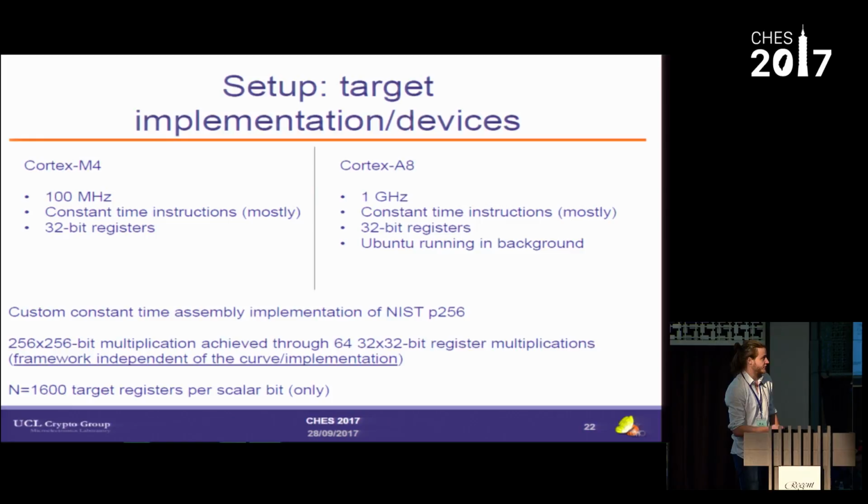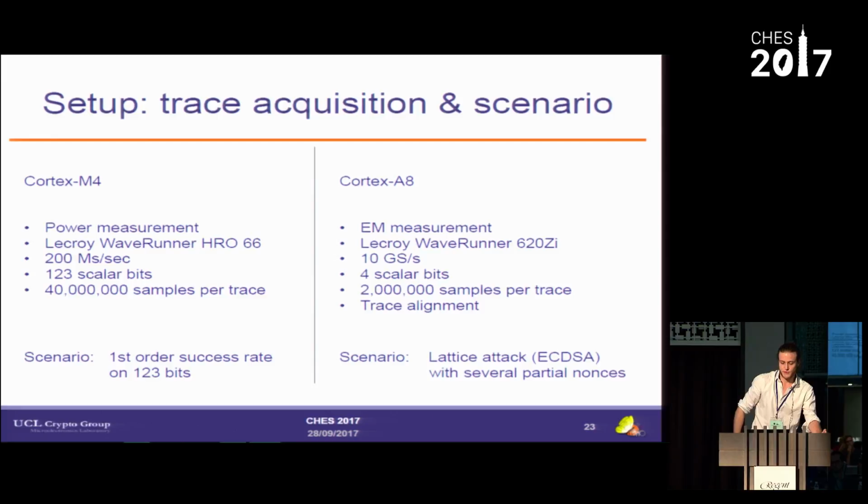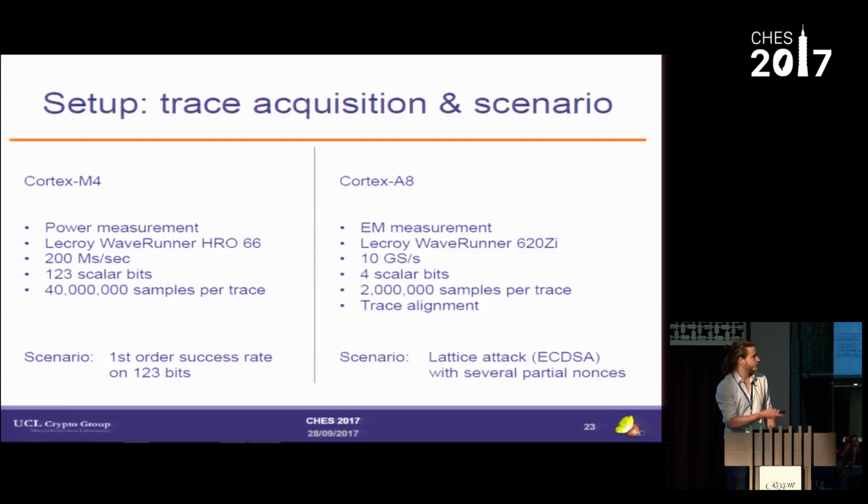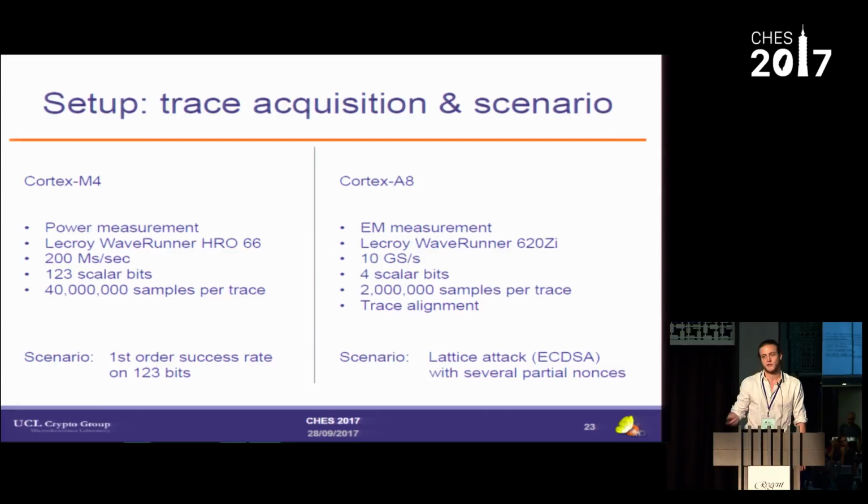For the trace acquisition for the Cortex-M4, we use power traces, sampled at 200 mega samples per second, and we record the first 123 scalar bits, with traces as long as 40 million samples per trace. And we only look at the first order success rate. That is, we look at whether we are able to recover all these 123 bits or not.